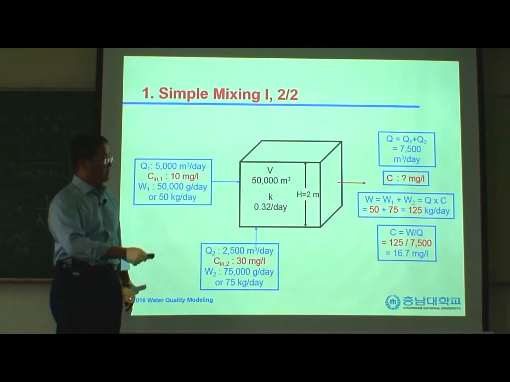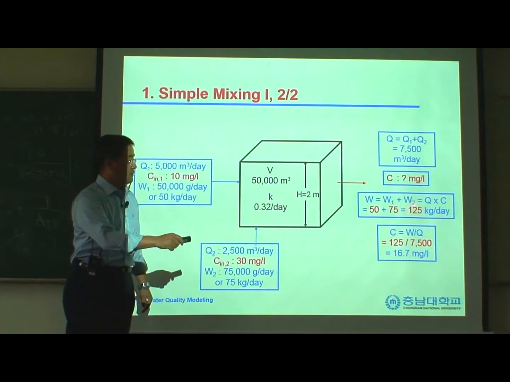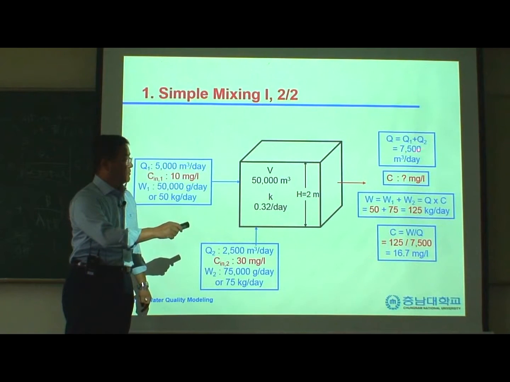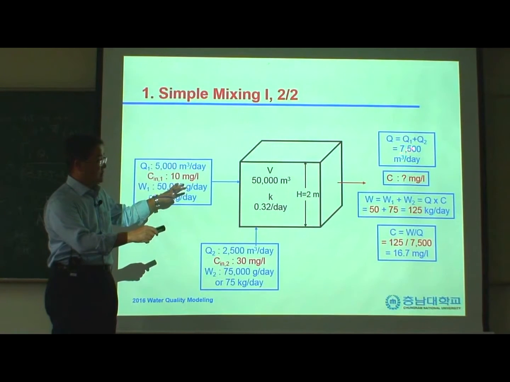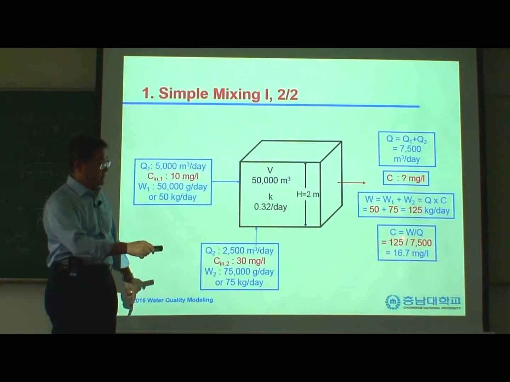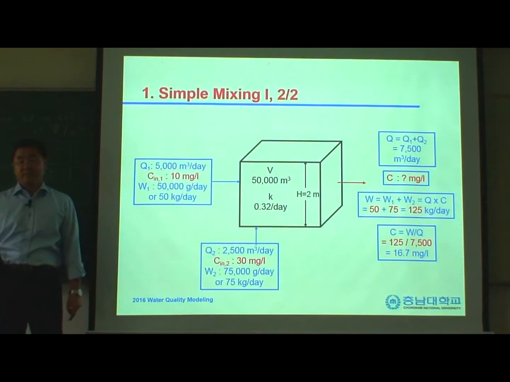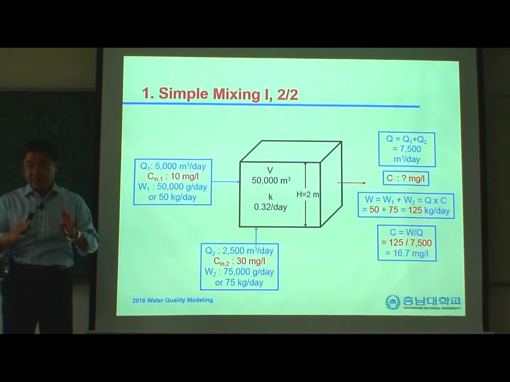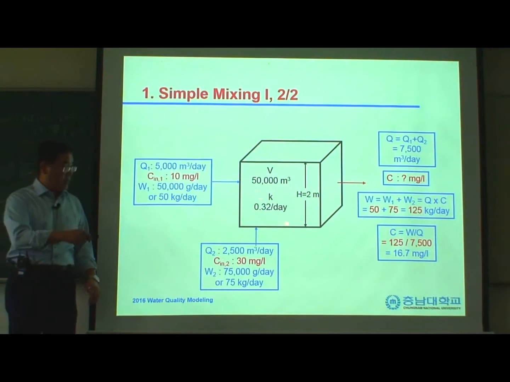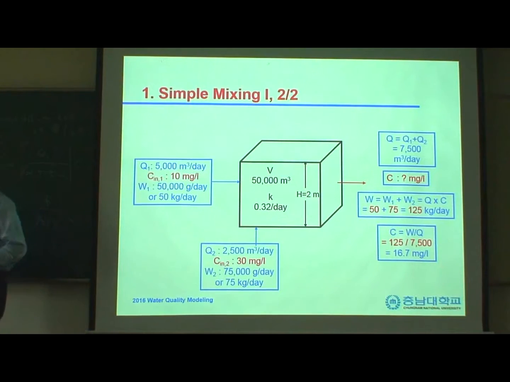And if I don't have anything, okay, this is 125 kilogram per day, and this is 7,500 cubic meter per day. And since this one is kind of imaginary Q and imaginary C, if we simply use these two to calculate it, then we can divide 125 with 7,500. Then this is 16.7, which is going to be the weighted average of these two. In this case, we are not talking about K. Okay, simple mixing only, right?